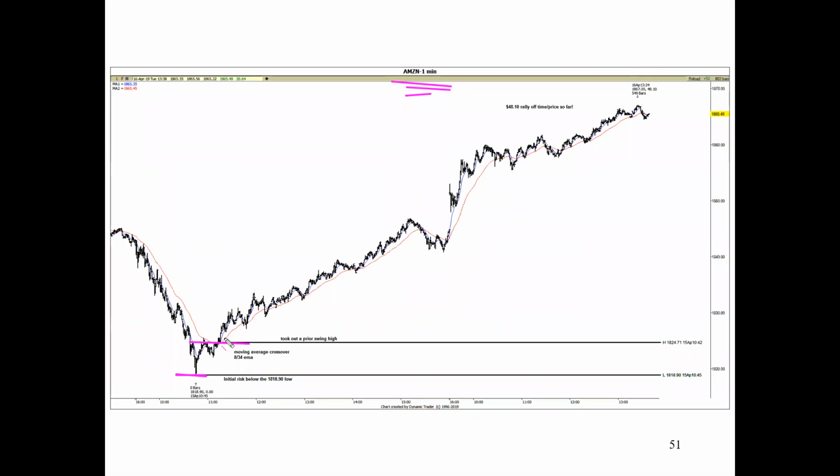Your initial risk would have been underneath this prior low, below 18.90, unless you wanted to put the stop underneath the low end of the zone. So, nice little rally, not a ridiculous amount of risk, and there was definitely a healthy move off of this.